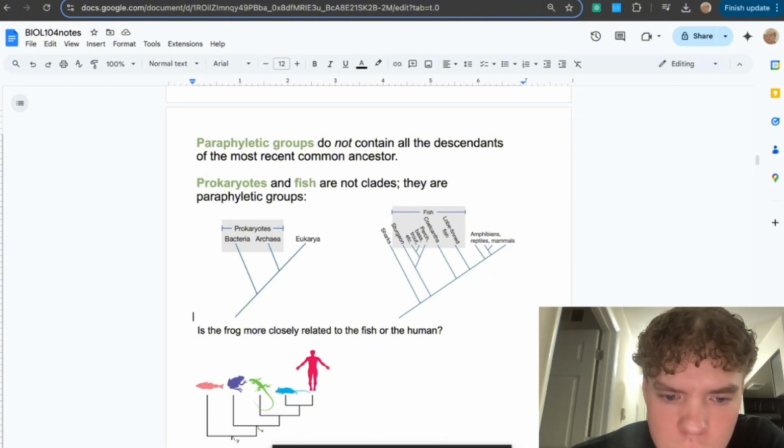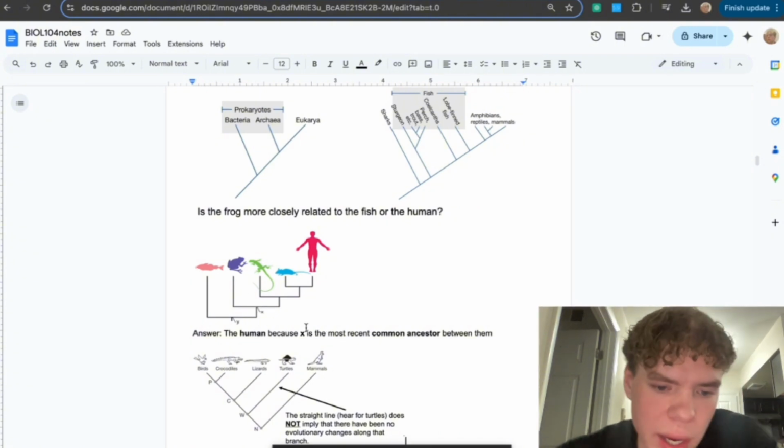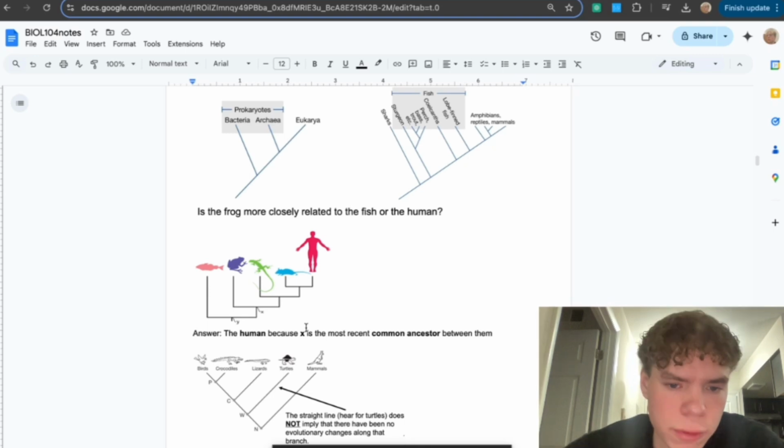Is the frog more closely related to the fish or the human? Well, the frog's right here, and you can see that the most recent common ancestor it has with the fish is right here, and the most recent common ancestor that humans have with frogs is right here, which is X. So the frog is actually more closely related to the human than the fish, because it has a more recent common ancestor with the human, which will be X.